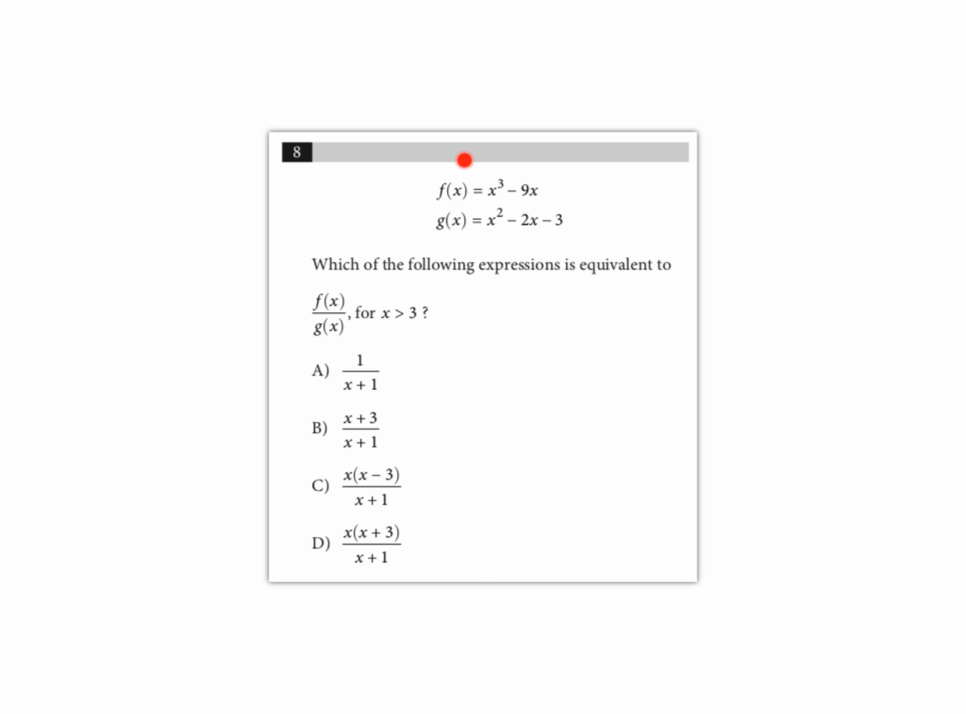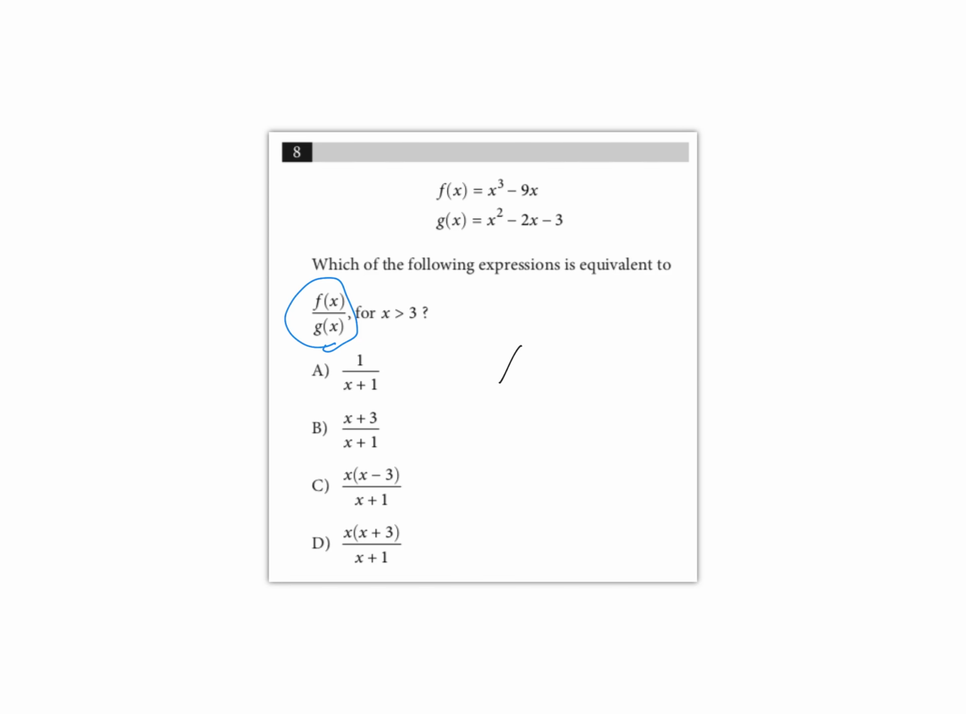Number 8. f of x equals x to the third minus 9x. g of x equals x squared minus 2x minus 3. Which of the following expressions is equivalent to f of x divided by g of x for x greater than 3? So right off the bat, I notice that I have to divide f of x by g of x. I'm also noticing that in my answer choices, the answer is much simpler than my expressions. So it tells me that I have to simplify. Now let's go ahead and write the actual expression and start simplifying.